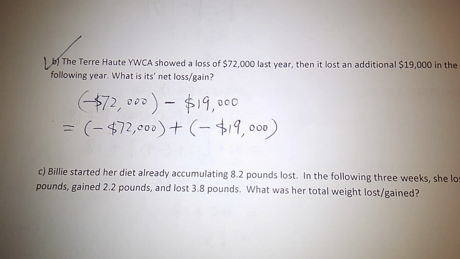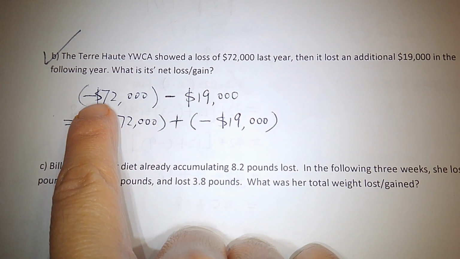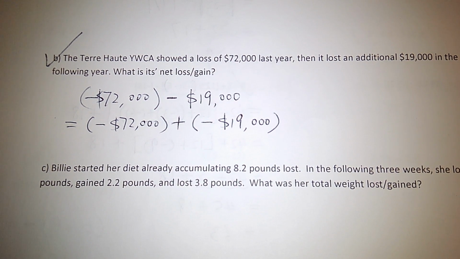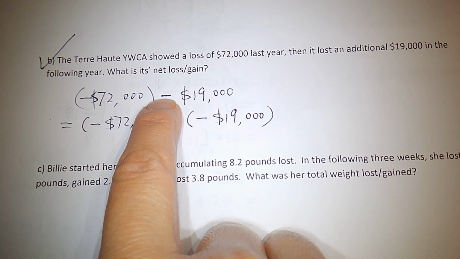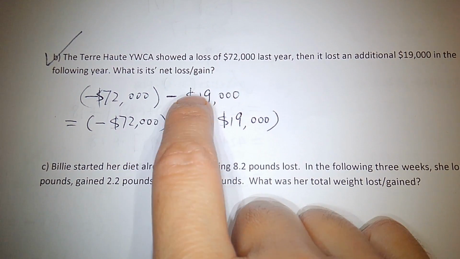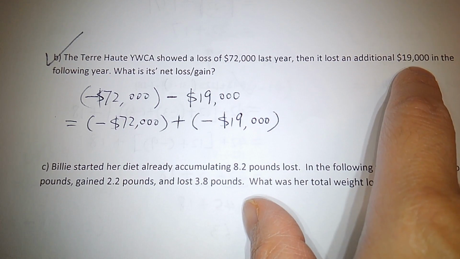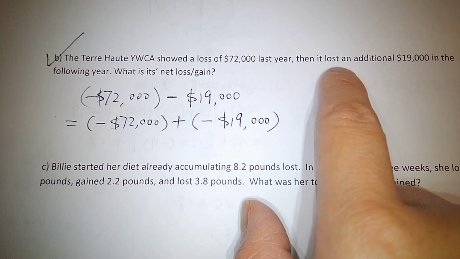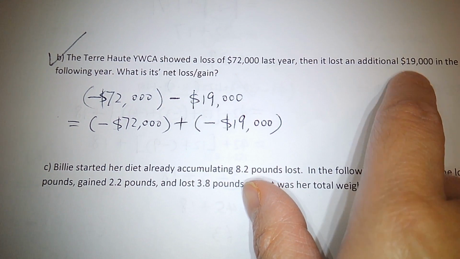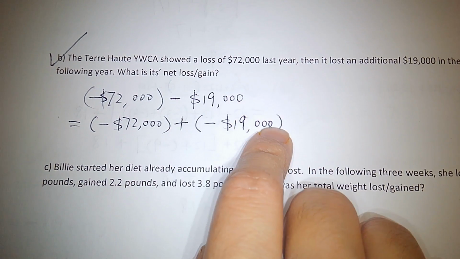But I thought you changed the signs after. Yeah, I changed the sign from here. But shouldn't that first one be negative 72,000 minus negative 19,000? No. Because negative minus negative becomes positive. It means you lose for the first year, but you gain for the second year. That's not the idea of this question. It says you lose this much, then you lose another 19,000. So that's why we have to subtract 19,000 or add another loss.